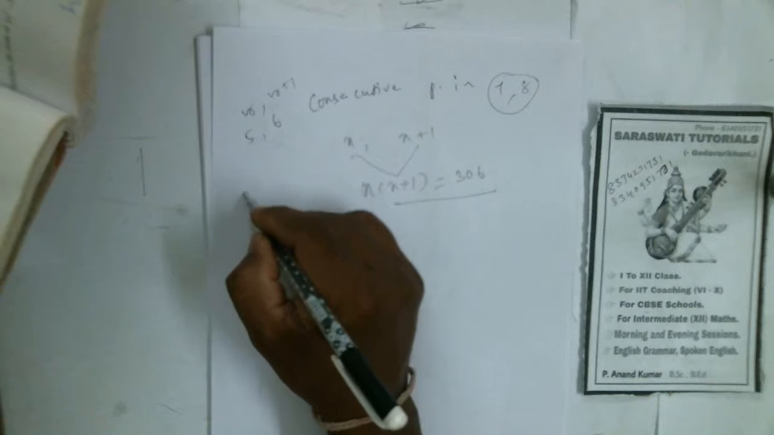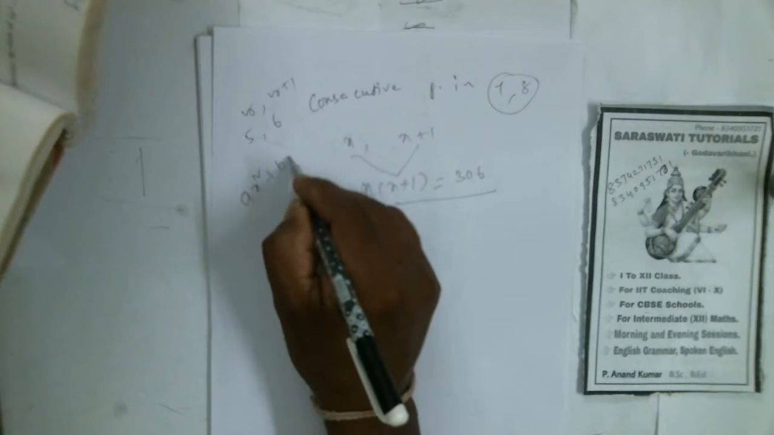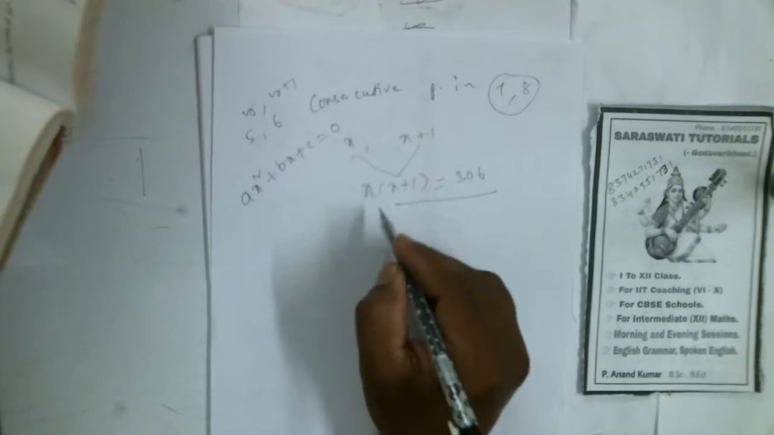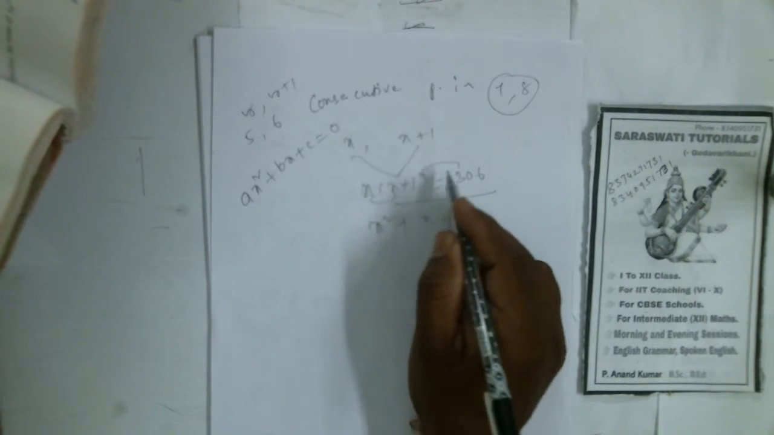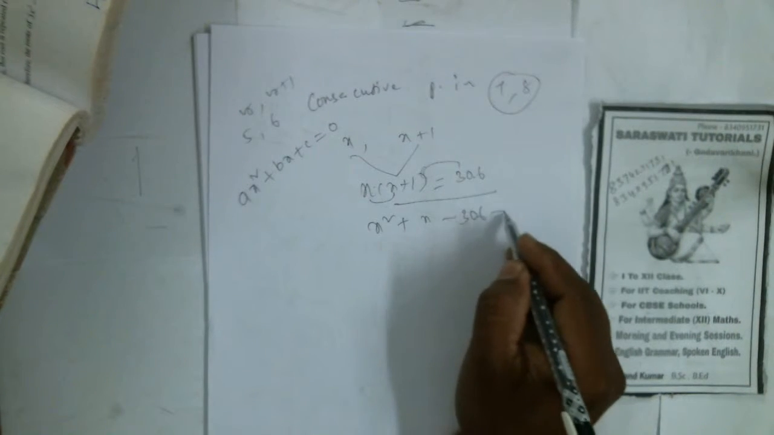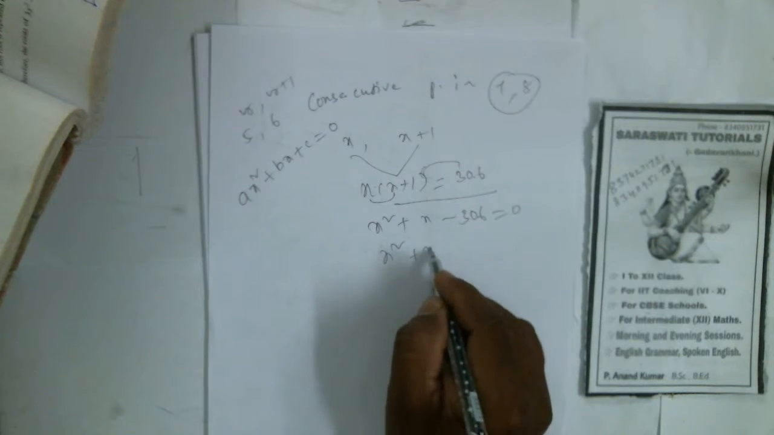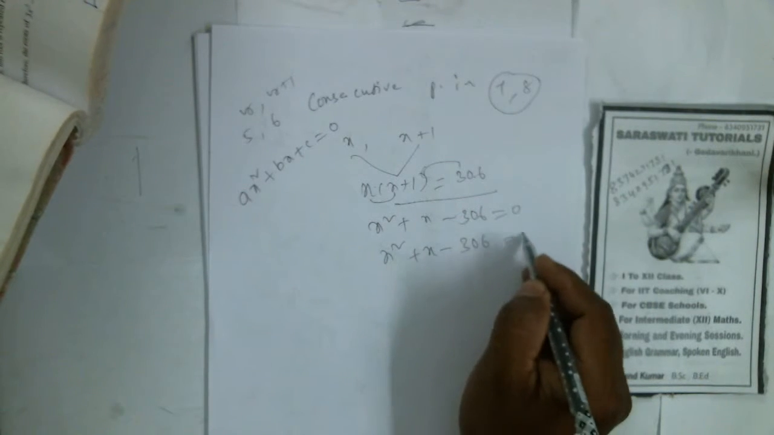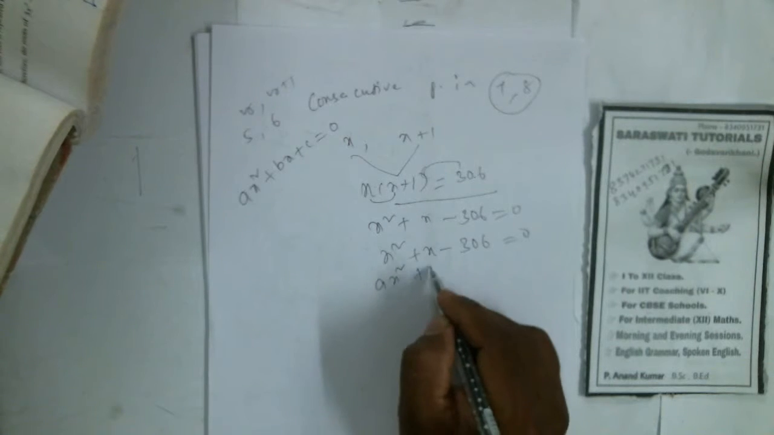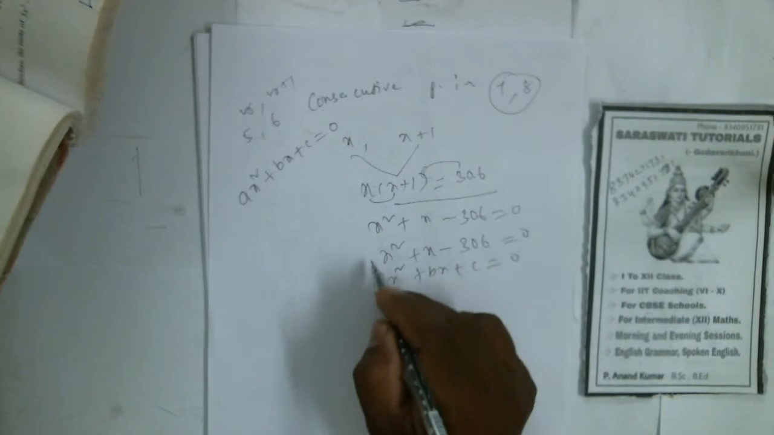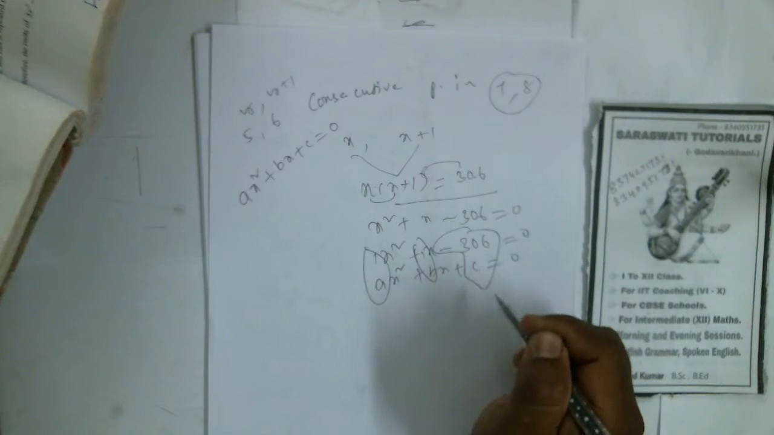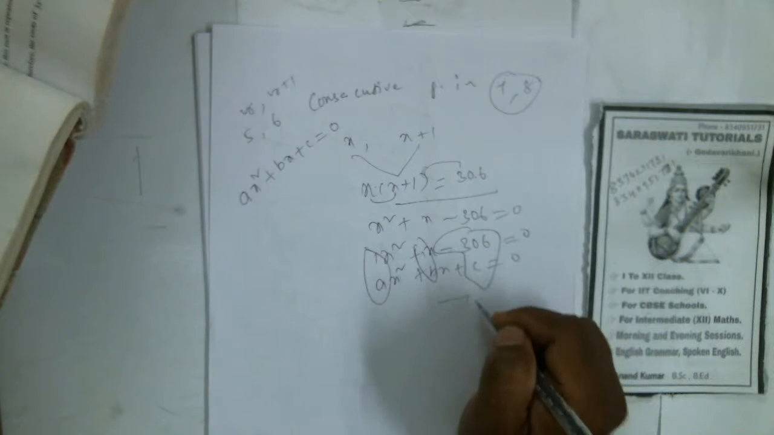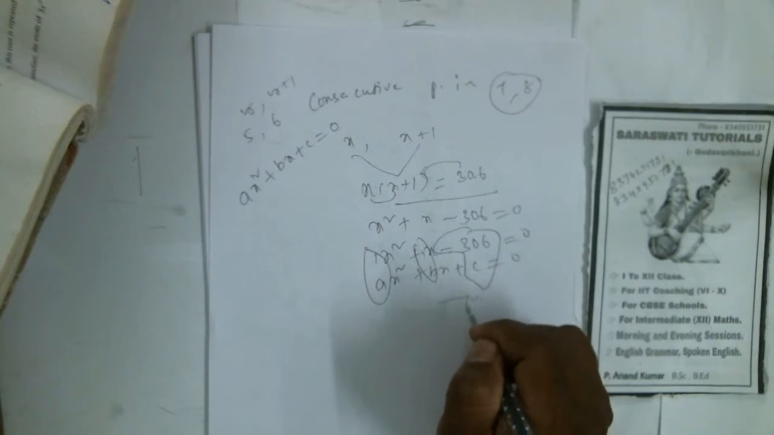But what we have to find is the form ax square plus bx plus c equals 0. So x into x is x square, plus x into 1 is x. Transposing 306 from RHS to LHS, x square plus x minus 306 equals 0. Here a is 1, b is 1, c is minus 306. So it is in the form ax square plus bx plus c, so it is a quadratic equation.